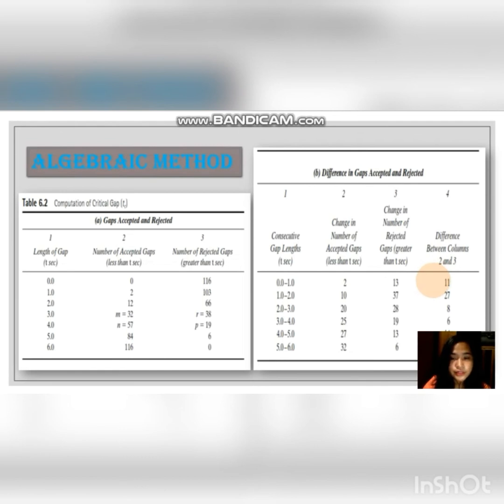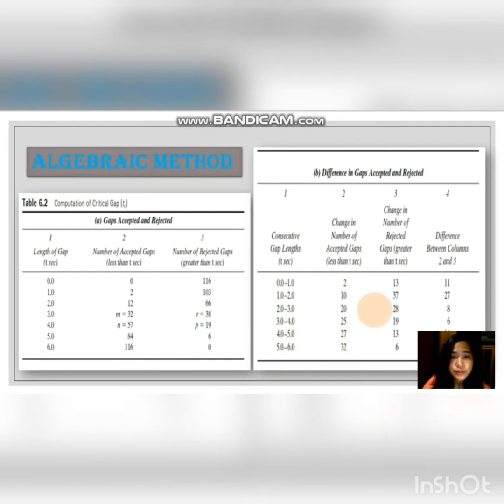is our critical gap. So for our 0 to 1, the change in number of accepted gaps is 2. We arrive at this from 2 minus 0. Then 12 minus 2 is 10, 32 minus 12 is 20, 57 minus 32 is 25, 84 minus 57 is 27, and 116 minus 84 is 32.